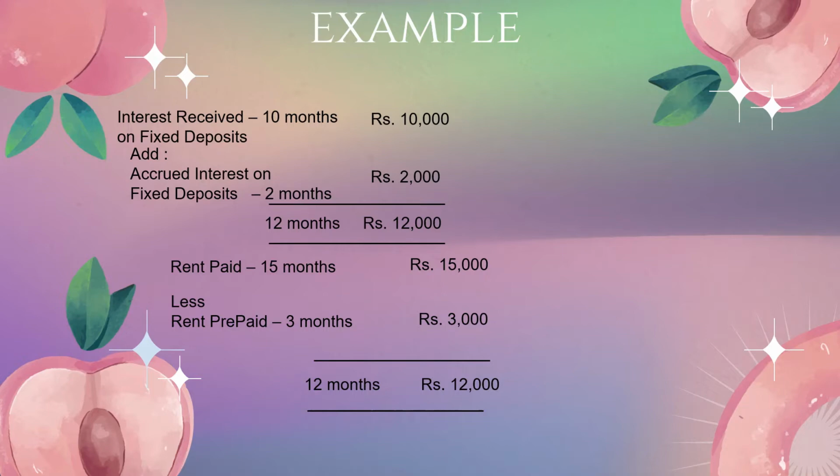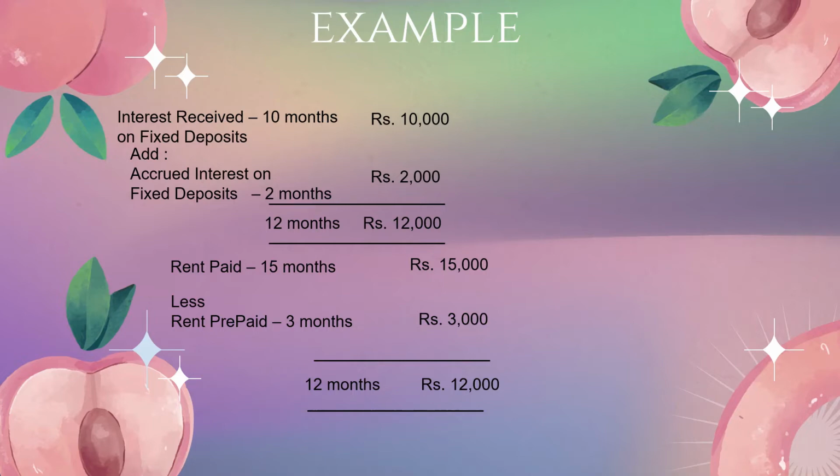Interest received on fixed assets for 10 months. Actually, when we have a deposit with the bank, we will receive interest every month, isn't it? For a 1 year period we will receive interest, but here we have received only 10 months interest. But 2 months interest we have not yet received, but we will receive later. So, but you have to include it in the final accounts.